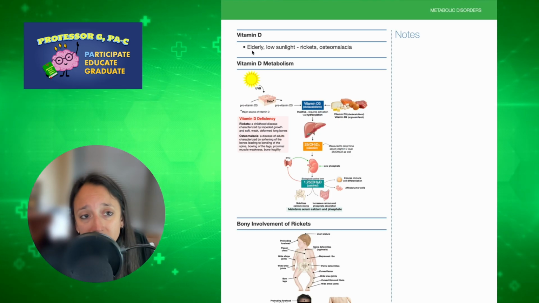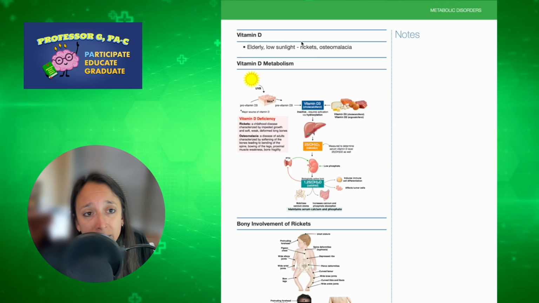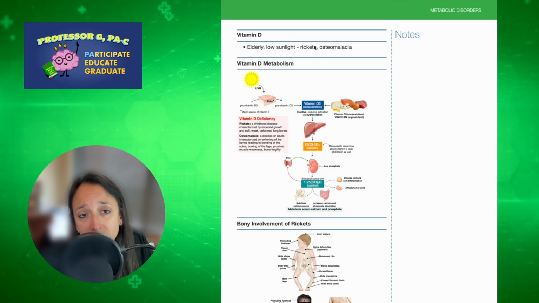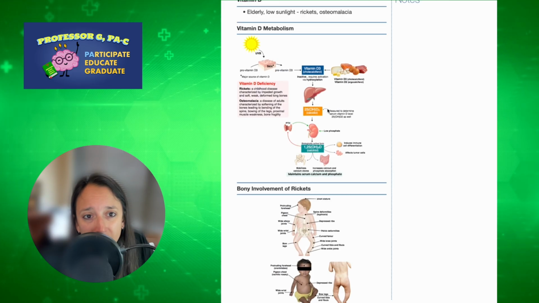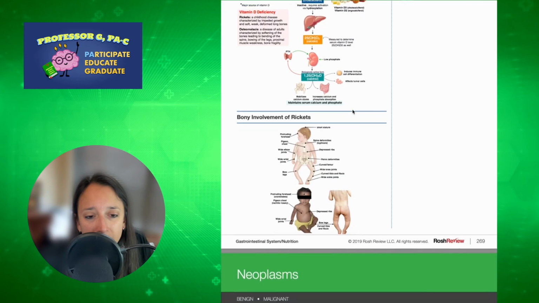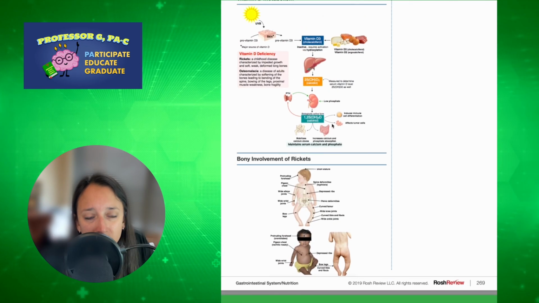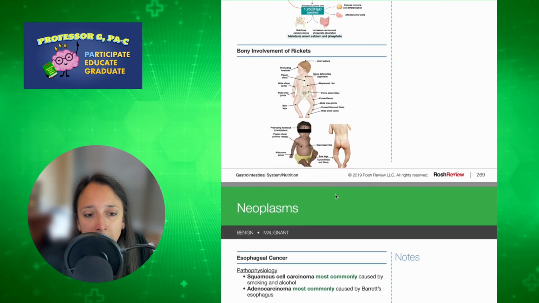But vitamin D, we see the deficiency often in elderly, low sunlight, and it can lead to rickets in kiddos and osteomalacia in adults. We also have vitamin D fortified things like milk. Vitamin D is needed for calcium, so that's why we see bony involvement when we have vitamin D deficiency.